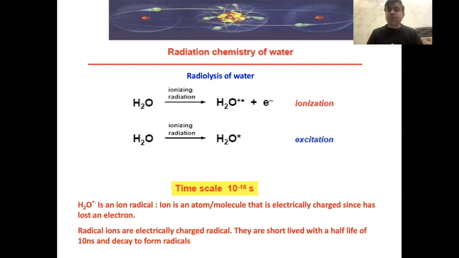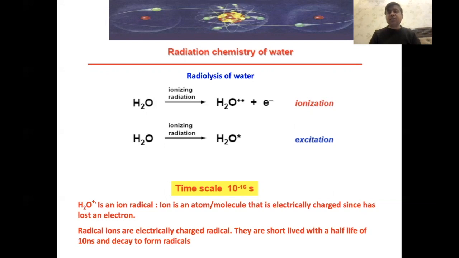But what is normally observed during low linear energy transfers is that it leads to the ionization of the surrounding water molecules. What is the time scale for such a process? The time scale is very, very small, 10 to the minus 16 second, or 0.1 femtosecond. So this is a very small time scale. Normally you cannot observe it through any spectroscopic technique like UV or fluorescence because the time scale is very, very short. So you require special techniques to understand the nature.